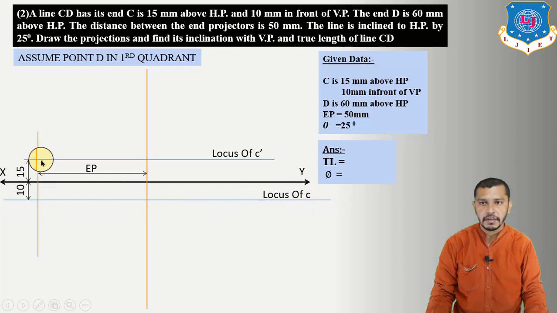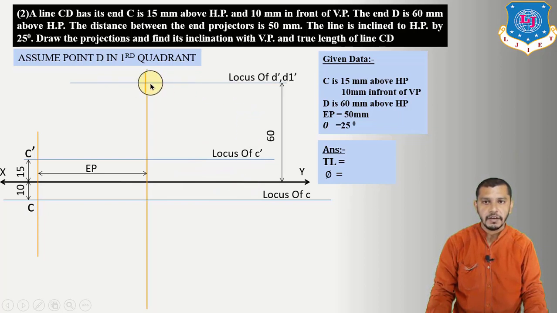Now assume that this is the locus or projector of C. So we will get C dash over here exactly and C over here. So C dash will be the elevation of endpoint C and C is the plan of endpoint C. Now D is 60 mm above HP. Above, that means elevation. So from the XY reference line, 60 mm above the XY reference line, we will get the locus of D dash and D1 dash. And as we all know, D dash and D1 dash will be on the same locus.